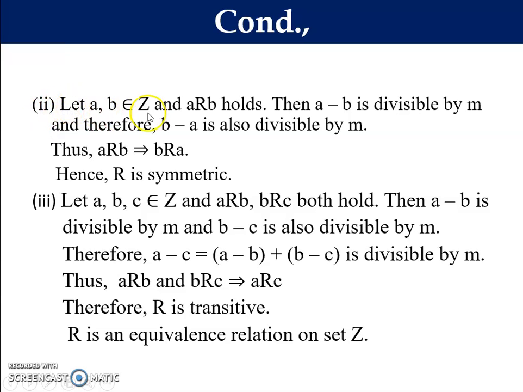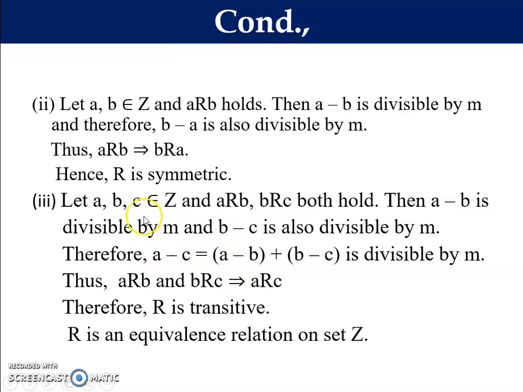Second, symmetric: a, b belong to Z and a R b holds. Here, a minus b is divisible by m. Therefore, b minus a is also divisible by m, which can be written as b related to a. Since a minus b is divisible by m implies b minus a is divisible by m, the symmetric property is satisfied. a R b implies b R a.